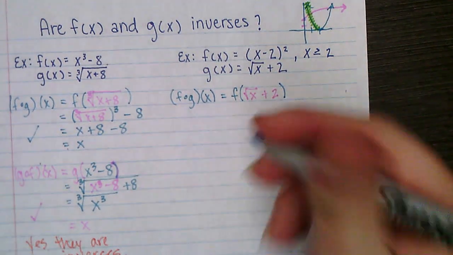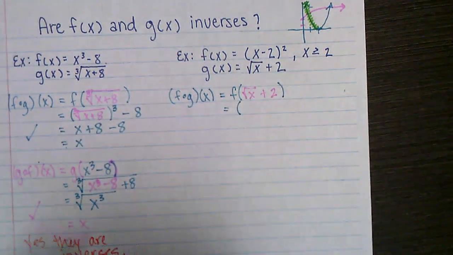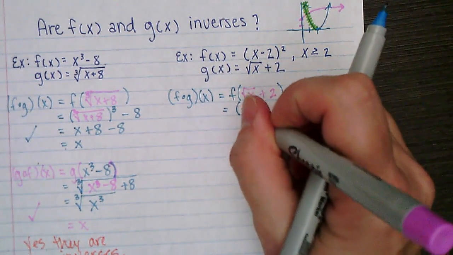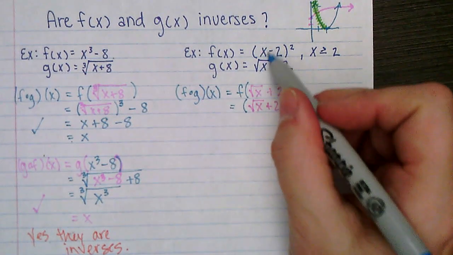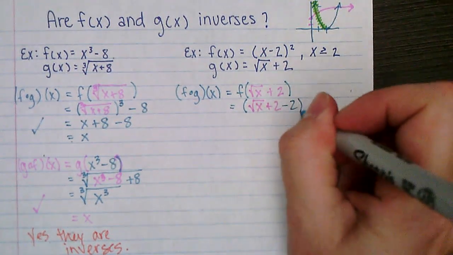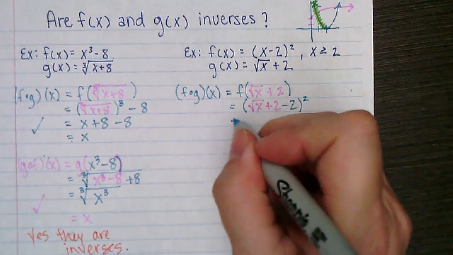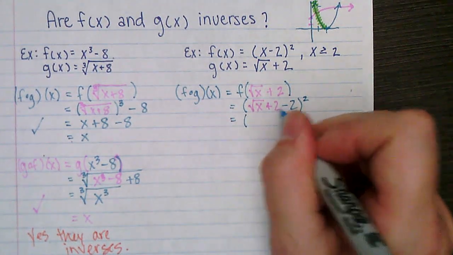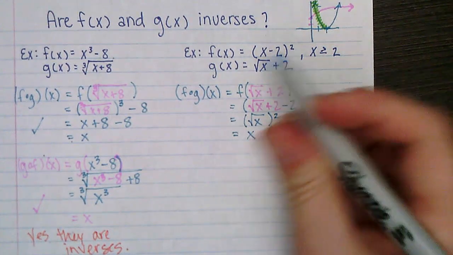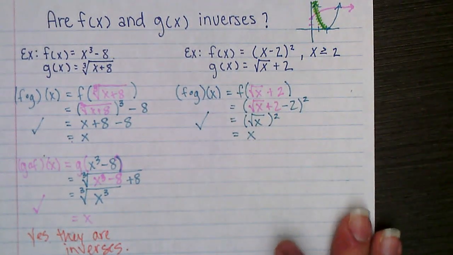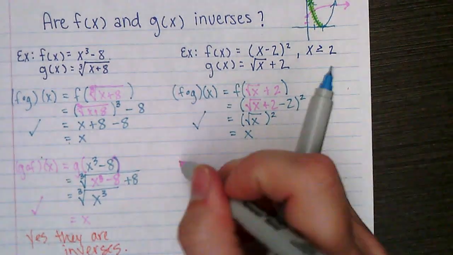So in f of x, which is (x − 2) squared, I'm replacing the x with the square root of x plus 2, and then minus 2 squared. The plus 2 and minus 2 cancel, so I have the square root of x squared, which would leave me x. So it worked in that direction, and then we'll go the other way.